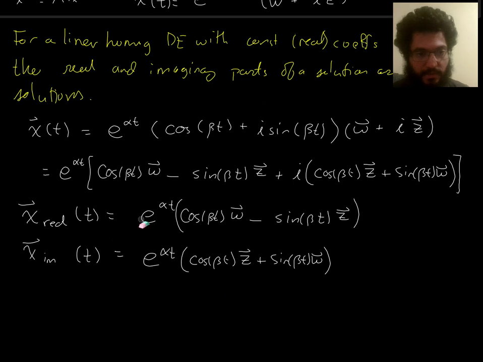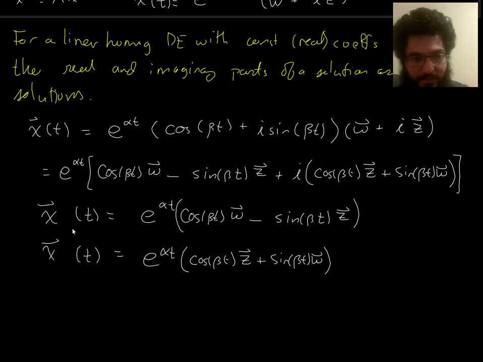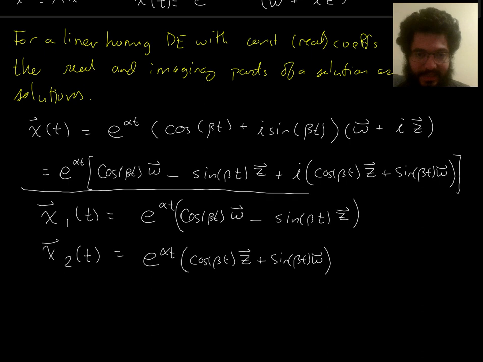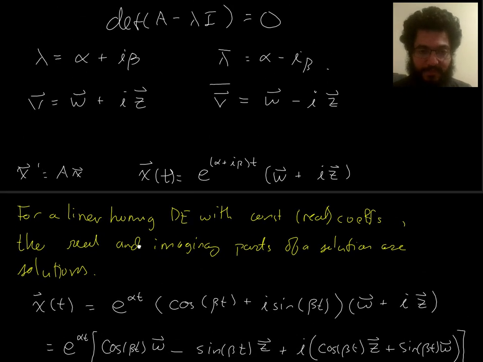Okay, and I guess these are pretty bad names, x real, x imaginary, because I don't care that one started its life as a real part and the other as the imaginary part. I don't want to know their origin stories. I just want to know that these are two linearly independent solutions to the original differential equation. That's all I need to know about them. So x1 and x2, and now we can write our general solution. There's nothing complex going on here anymore. Everything you see here is real. w and z are real vectors, the real and imaginary parts of v.